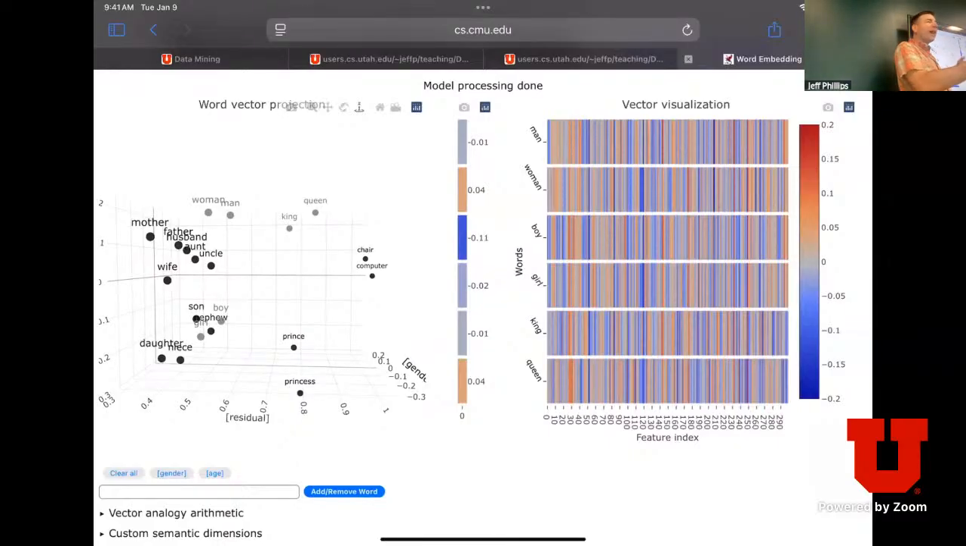Again, these are all nouns, but you can put adjectives and adverbs in here as well. They will embed someplace in this space.